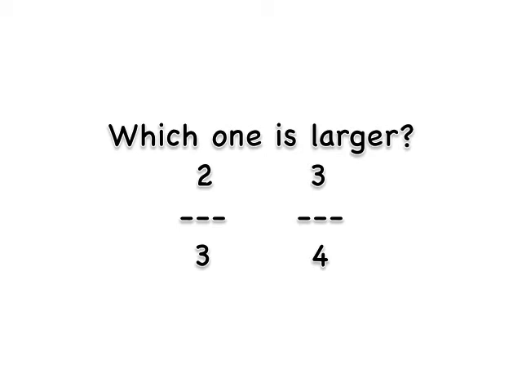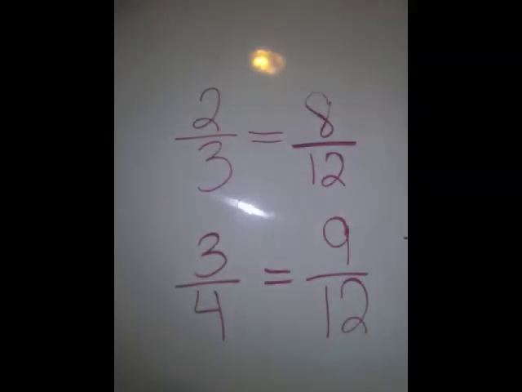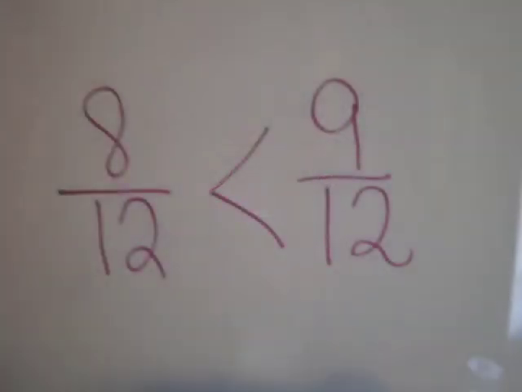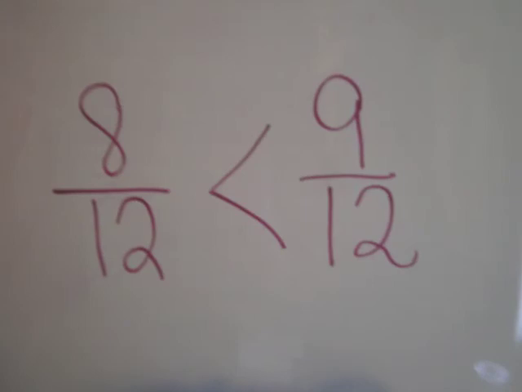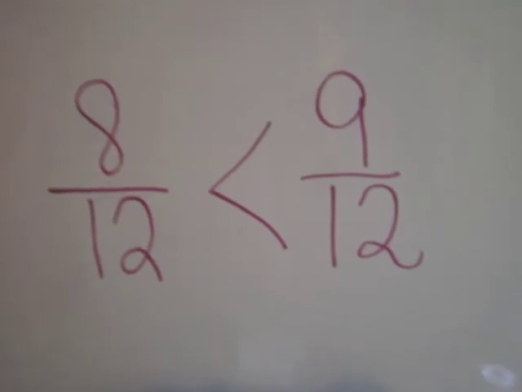Let's find the LCD. Remember that LCD is the lowest common denominator. It's the lowest number that both denominators can go into equally. For 2/3 and 3/4, that number is 12. 2/3 can change into an equivalent fraction of 8/12, and 3/4 can change into an equivalent fraction of 9/12. Now we can easily see that 9 is larger than 8, which means 3/4 is the larger fraction. You could also draw a picture of the fractions, if that helps, or use manipulatives.